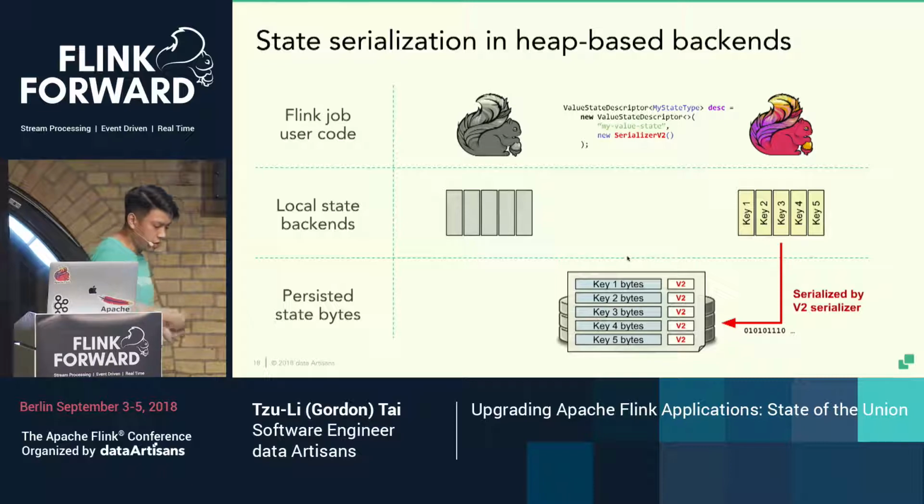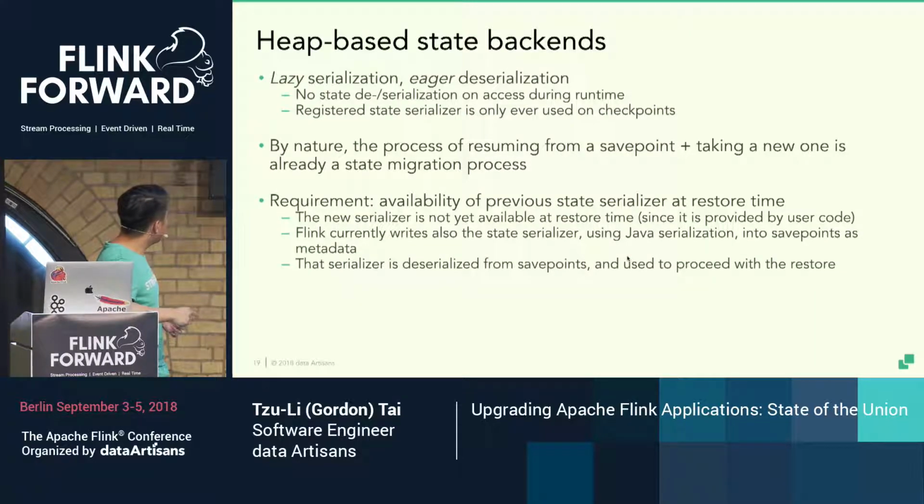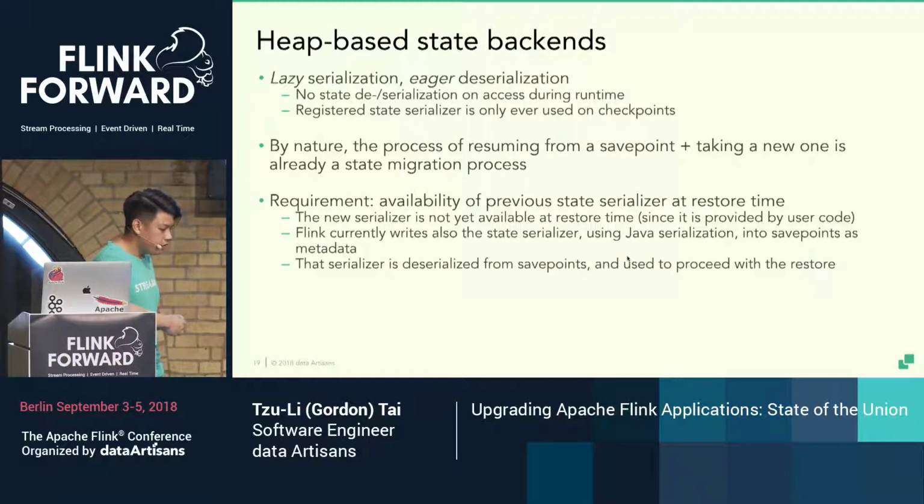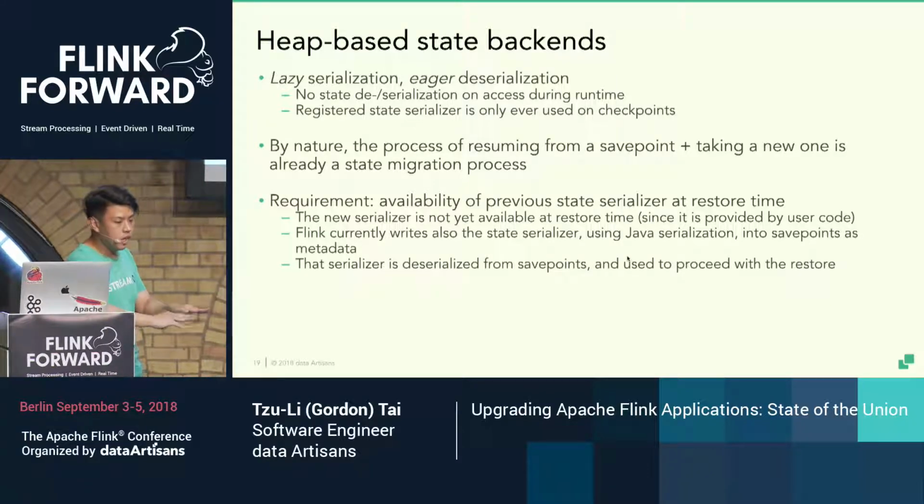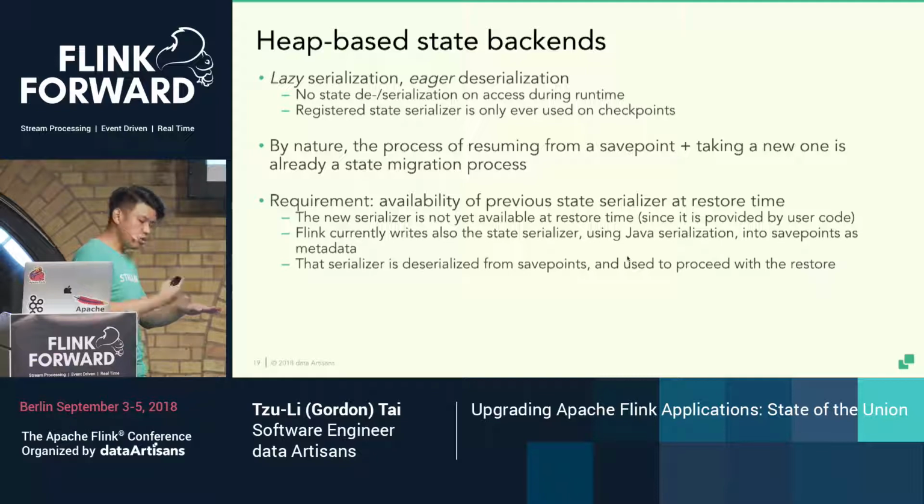This is how it currently works. So we need the old serializer around. To be able to do that, what Flink currently does, which actually isn't a very good idea, I'll explain later, is that Flink also writes the state serializer into the Savepoint using Java serialization. When we restore, we use Java serialization again to read the serializer, and then continue to use this serializer to read all the state bytes and load them into the state backends. Okay?